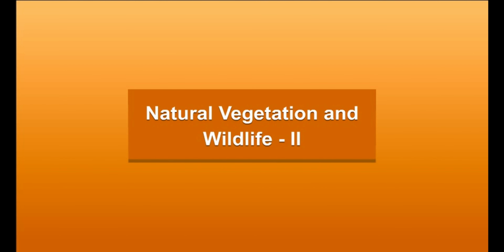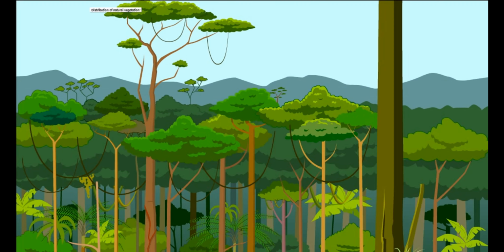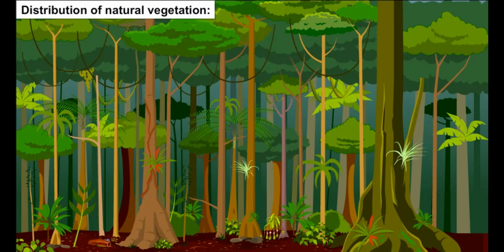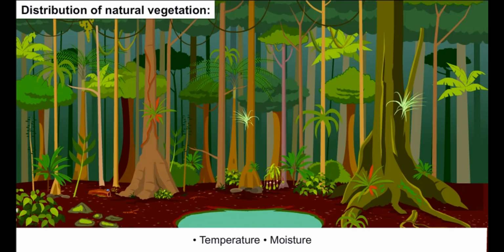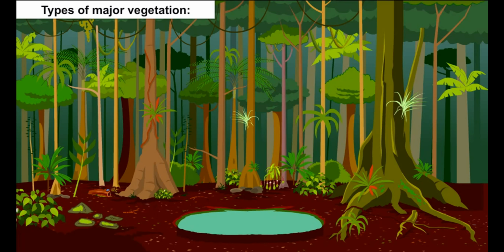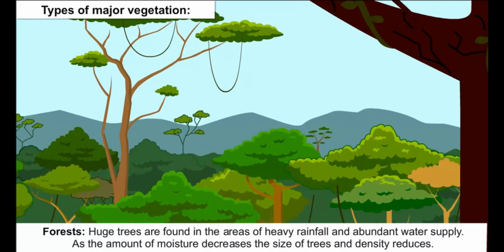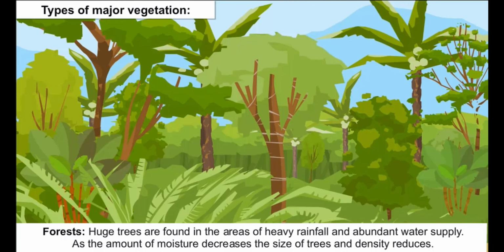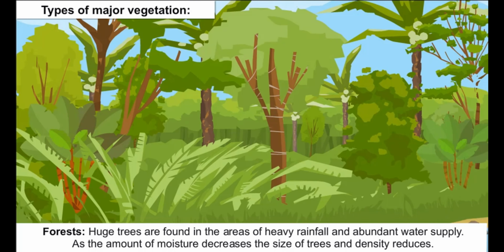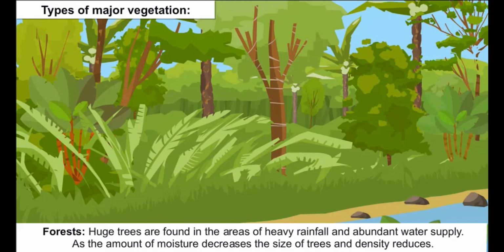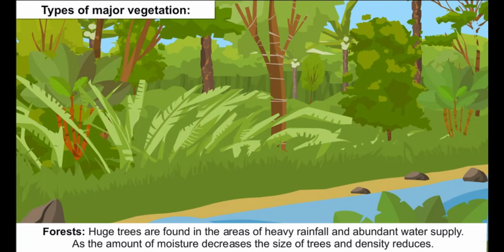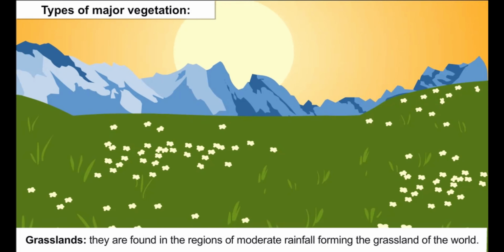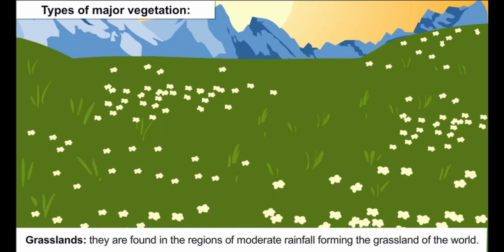Natural vegetation and wildlife. Distribution of natural vegetation. The growth of vegetation depends on temperature and moisture. Types of major vegetation. Forests. Huge trees are found in the areas of heavy rainfall and abundant water supply. As the amount of moisture decreases, the size of trees and density reduces. Grasslands. They are found in the regions of moderate rainfall, forming the grasslands of the world.